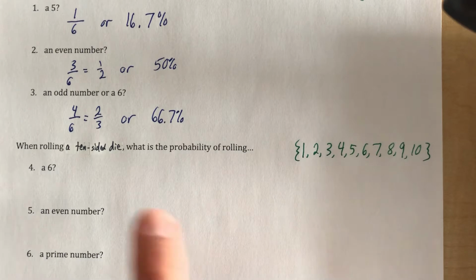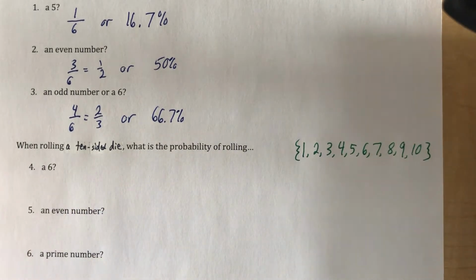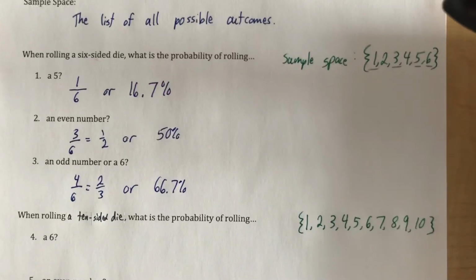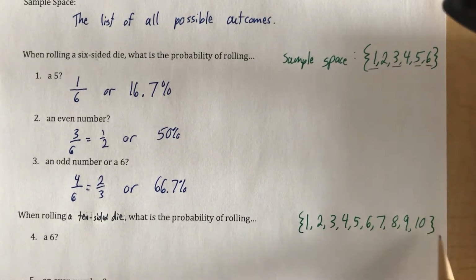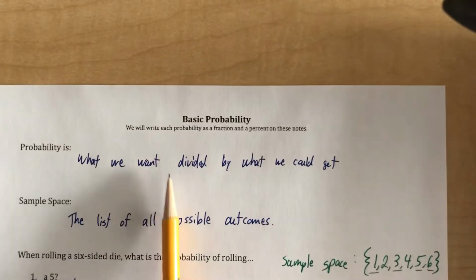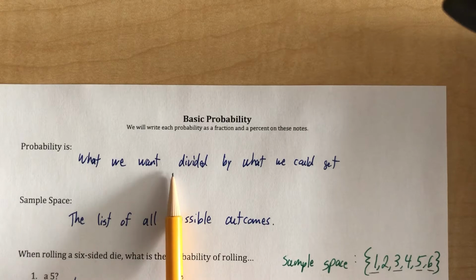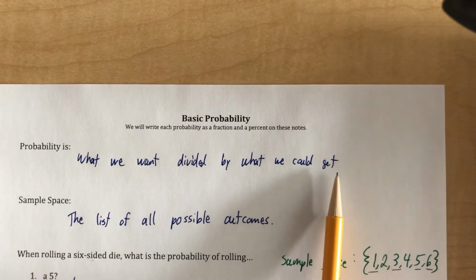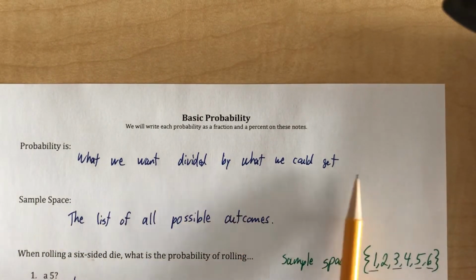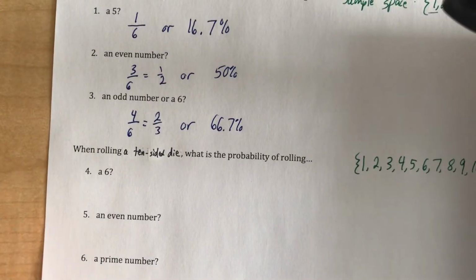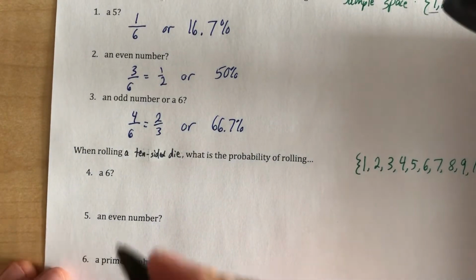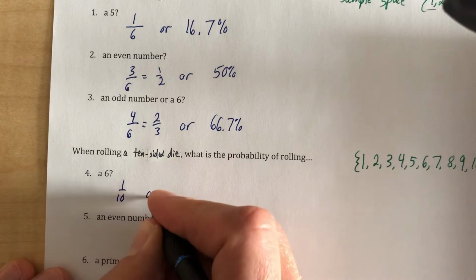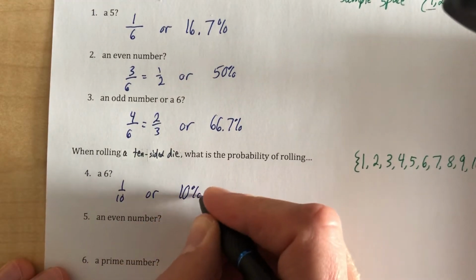So what's the probability of rolling a 6? Okay, well, this is pretty straightforward. I will point to the obvious. We have one number that's a 6 out of 10. So what we want is a 6. There's one 6, divided by what we could get. We have 10 numbers. We want one number when we have 10 numbers, so 1 out of 10. That's why I worded it the way I worded it. So 1 out of 10, we could also say that's 10%.